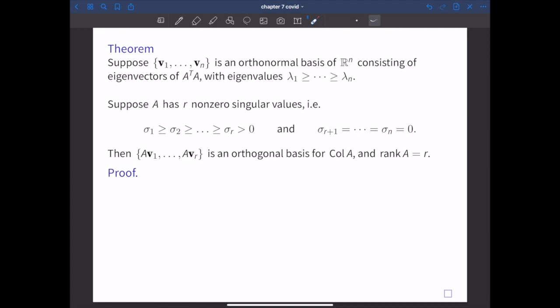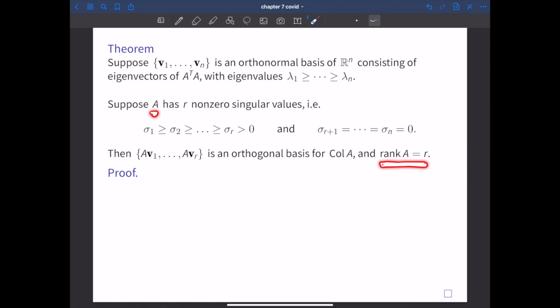The important part of this theorem, this is kind of a big theorem and there's a lot to piece through here. Really, the important takeaway is that if you have a matrix A, and you compute the singular values of that matrix and you find out that R of them are non-zero, then the rank of the matrix A is just equal to R.